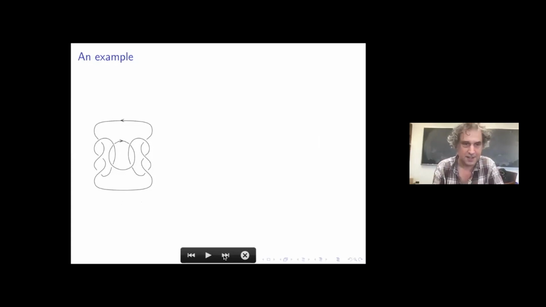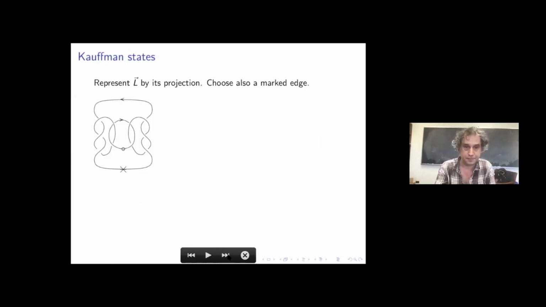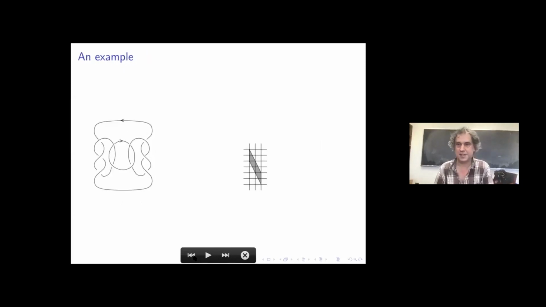This is some pretzel link, or which you might call the Kinoshita-Terasaka link. And here's its dual Thurston polytope, which is this little skew parallelogram in two-dimensional space, and that tells you the minimal genera of various surfaces that bound various homology classes in here. So that's something that one might try to understand topologically about a link.